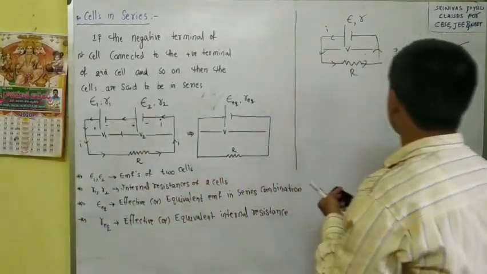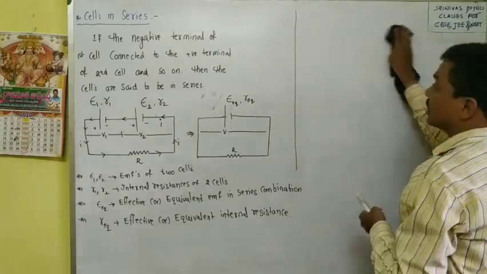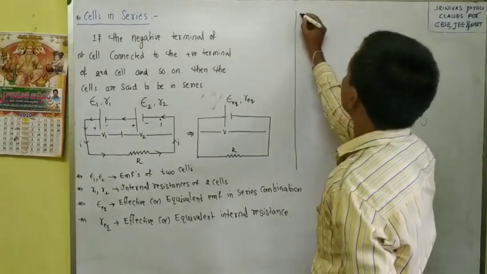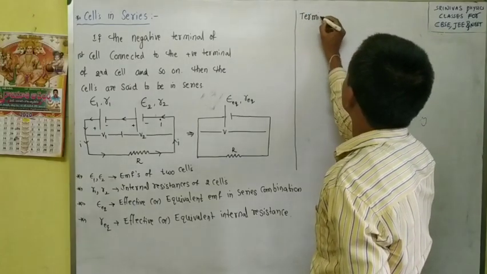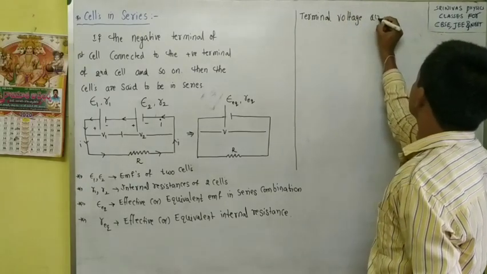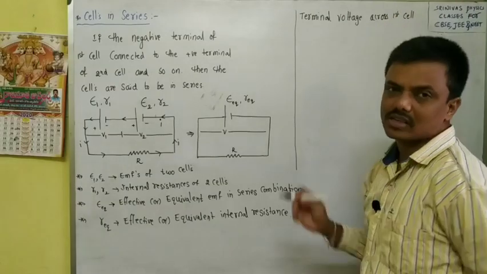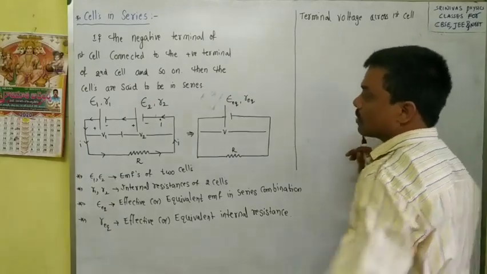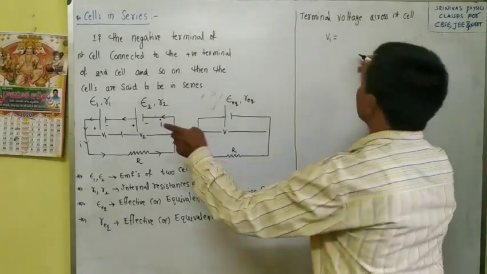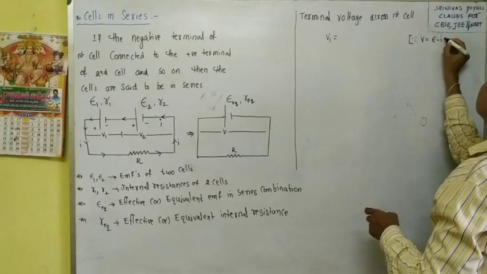Previously we discussed this in the last lecture, part number 3.8. Now let us see the terminal voltage across the first cell. Terminal voltage is nothing but the potential difference across the first cell. The potential difference across the first cell is V1. That we write as V1. We know the formula for terminal voltage: V equal to E minus IR.